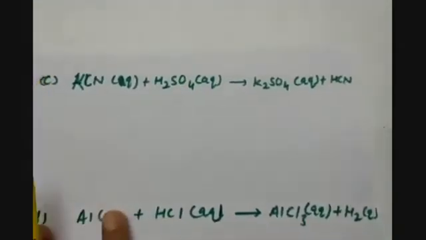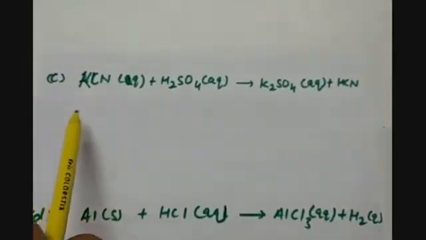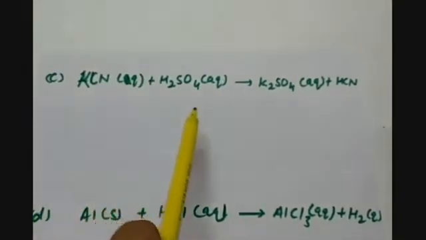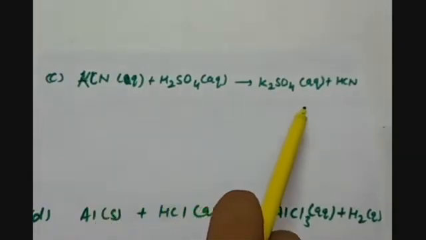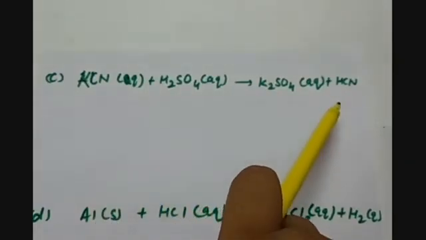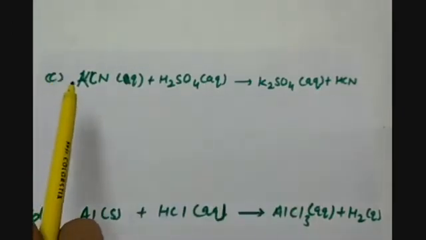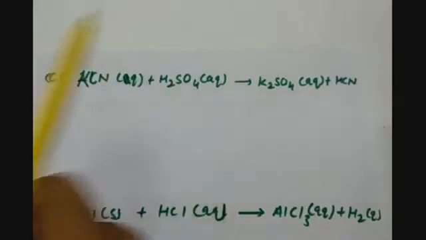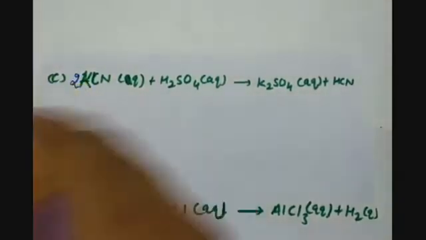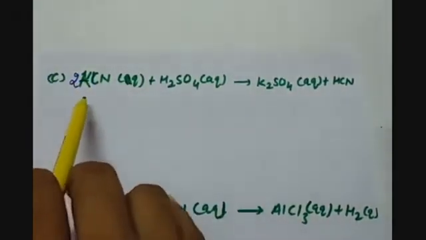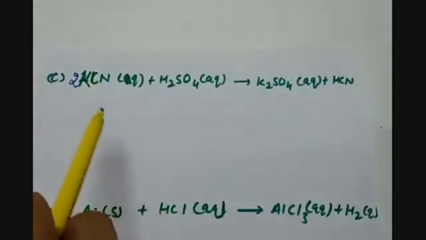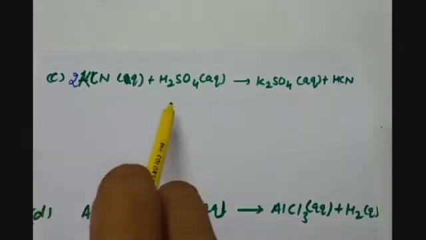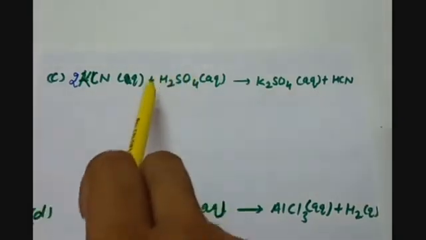KCN, that is potassium cyanide, in aqueous state, with H2SO4 sulfuric acid gives us potassium sulfate and hydrogen cyanide. So here we have 1 potassium, here we have 2. So first we'll multiply it by 2. Although you can start doing it with the compound which has the maximum number of atoms. So you can start with this as well.